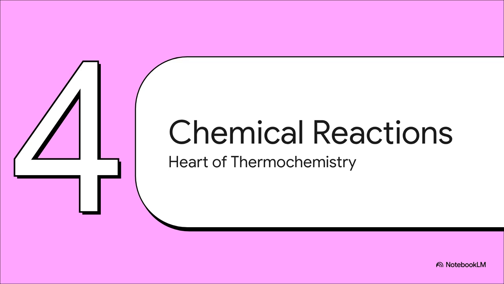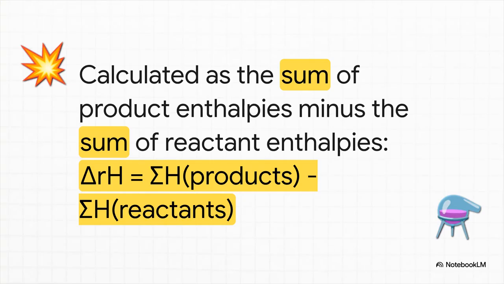Okay, so physical changes are one thing, but where enthalpy really shines is in explaining the energy flow of chemical reactions. This is really the core of a field we call thermochemistry. And you're going to notice a pattern here. Just like before, we're calculating a change. The enthalpy change for a reaction, or delta RH, is just the total enthalpy of all the products you made minus the total enthalpy of all the reactants you started with. It's that same final minus initial calculation all over again.